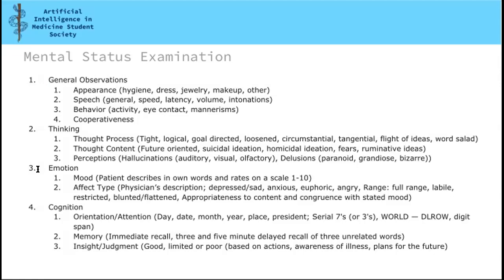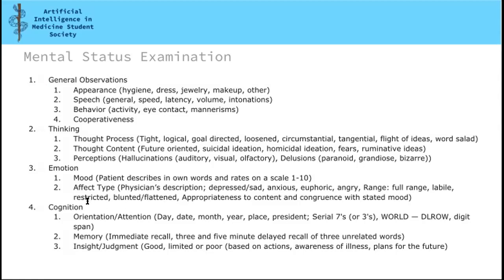The third category is emotion, so their mood. And this one's not really something that you can observe. This is something that you would ask the patient, how are you feeling? And then the affect type. So the physician's description would be, do they look anxious? Do they look euphoric? Do they look very angry? And then you would see how this correlates with what the patient's telling you. So let's say, for example, the patient tells you, yeah, I'm doing great. I'm very happy. But as they're speaking to you, you can see that their eyes are tearing and they don't look happy at all.